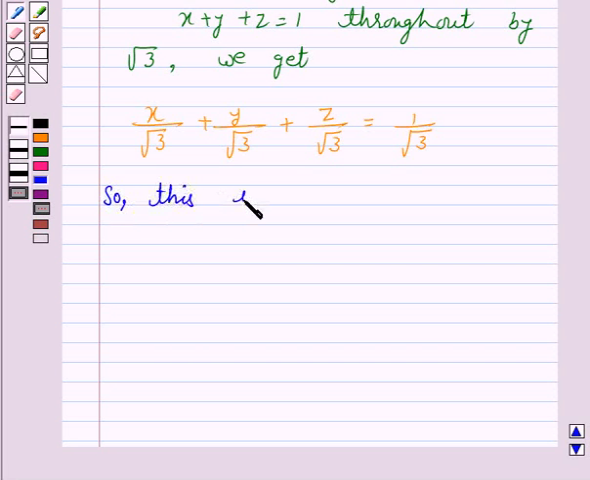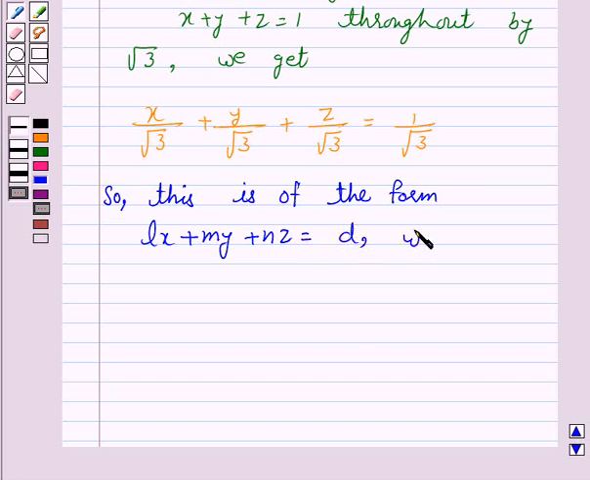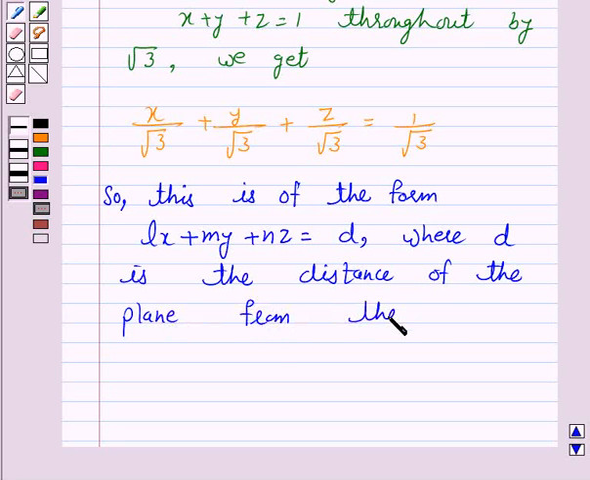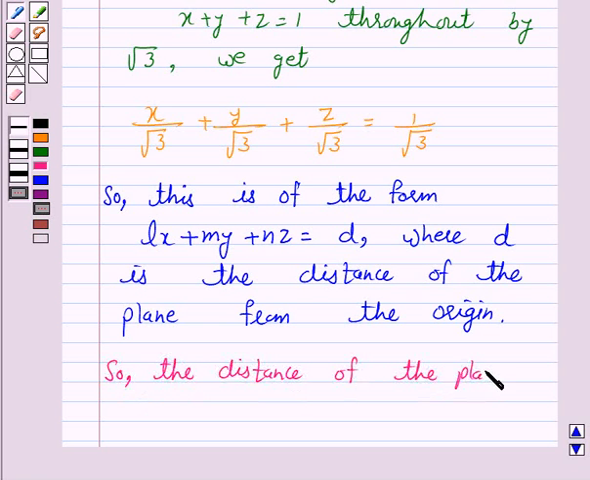So, this is of the form lx + my + nz = d, where d is the distance of the plane from the origin. So, here we see that d is equal to 1/√3. So, the distance of the plane from the origin is 1/√3.